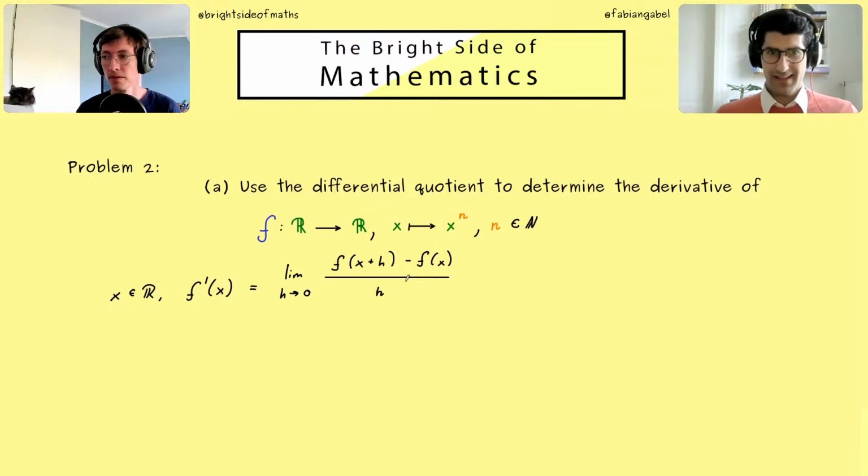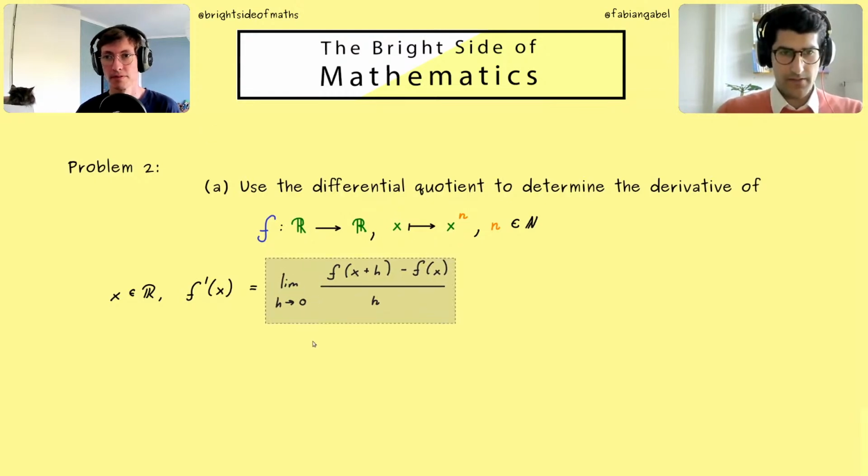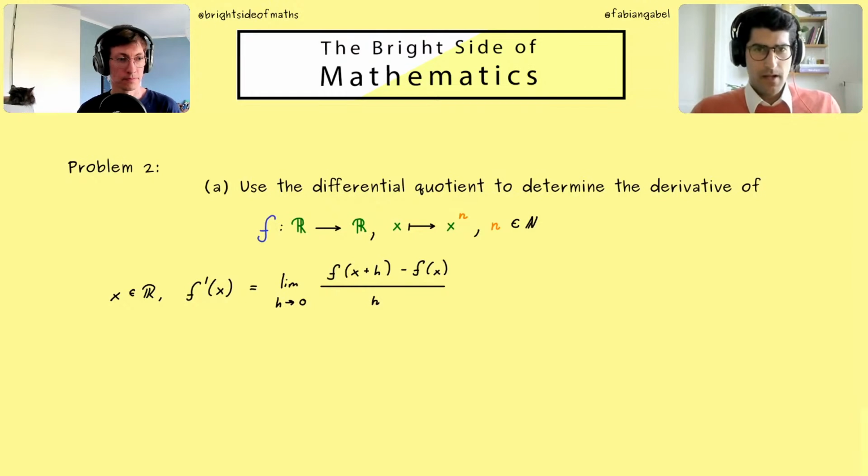So we are calculating a limit of slopes of secants, and if these slopes of secants converge to something, then this is the tangent slope. This is also why we interpret f prime of x, if it exists, as the slope of a tangent that just fits perfectly to our function graph. All right, so that's the definition.